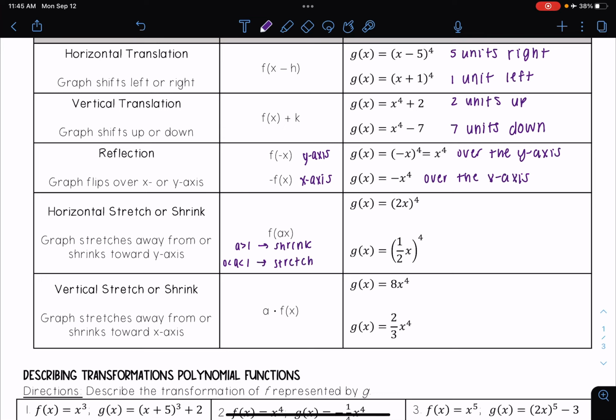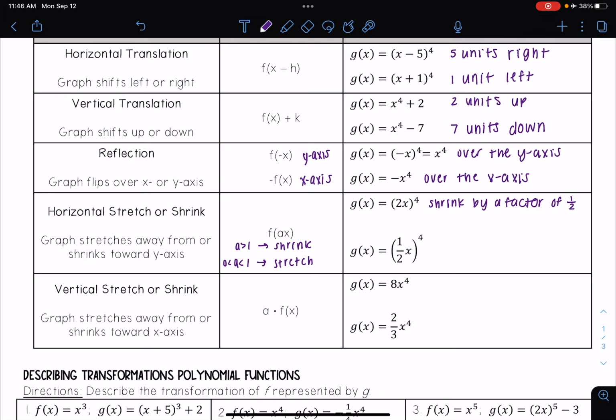So for example, I can have g of x is equal to 2x raised to the fourth power. Since a here is 2, which is bigger than 1, this is going to be a shrink, and it's going to be a shrink by a factor of 1/2. So you do the reciprocal of what you see in here.